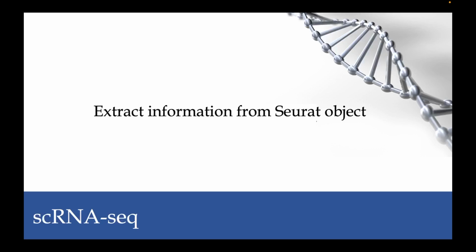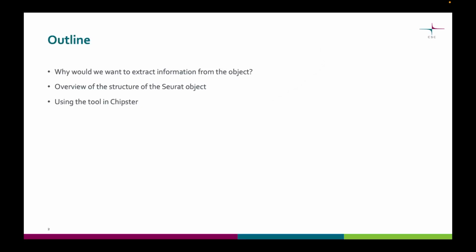In this video, we will learn how to extract information from Seurat objects, which includes single-cell RNA-seq data or spatially resolved transcriptomics data. First, we will discuss why this is helpful in the analysis. Then we will get an overview of the structure of the Seurat object. Lastly, we will discuss how to use the tool in Chipster.